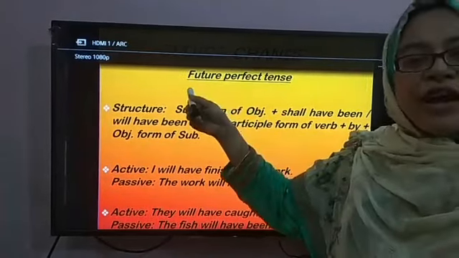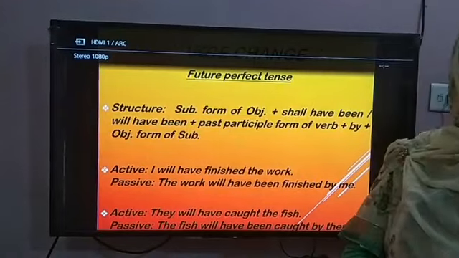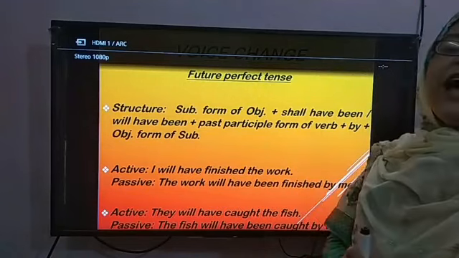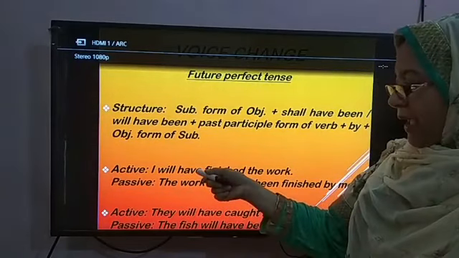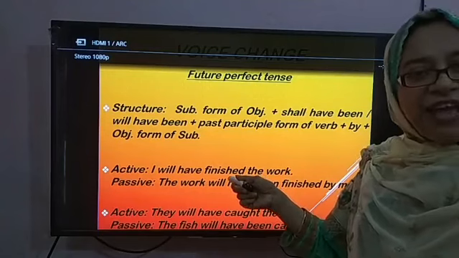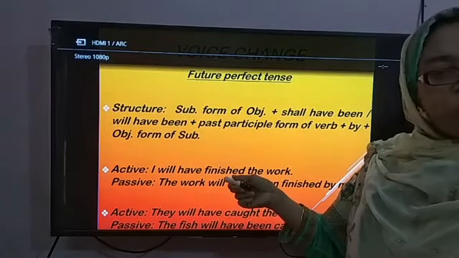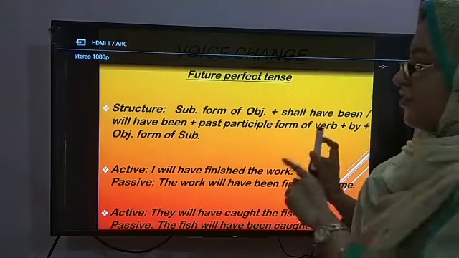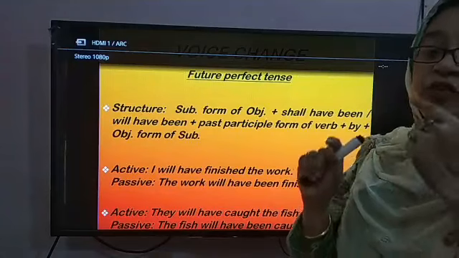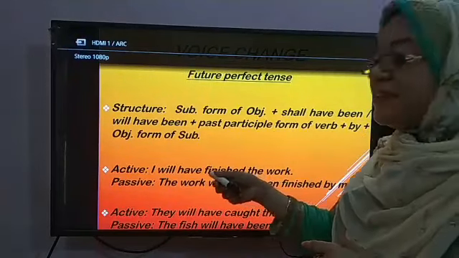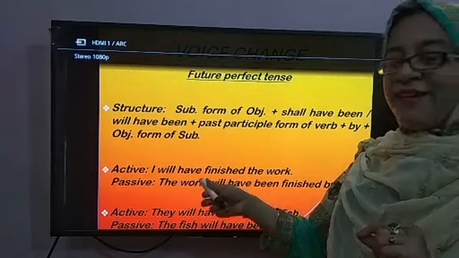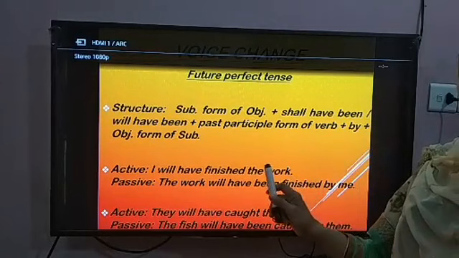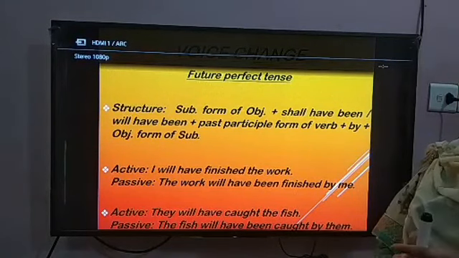That means future perfect tense. I will have finished the work. Will have finished. This indicates the perfect form, future perfect form. If you concentrate here, it will be very easy to find out which type of sentence it is. I will have finished. This shows us this is the future perfect form of the tense.